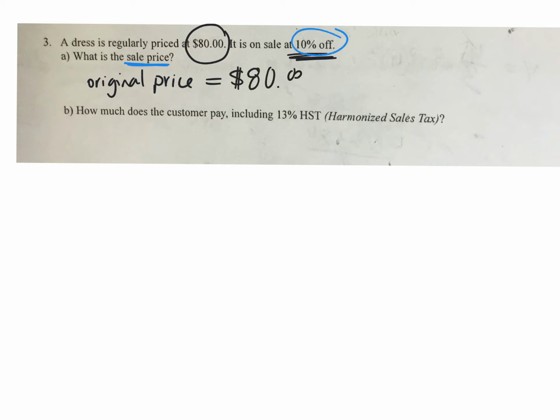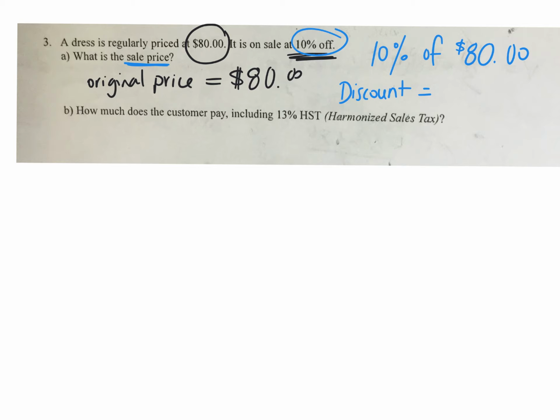You're saving 10%. That means you have to figure out what your discount is. You're going to get 10% of, what's the original price? $80, right? We have to calculate how much money they are going to take off. There's a discount. We have to figure out what the discount is. Does that make sense? You have to figure out how much you're going to save. Are you with me so far?